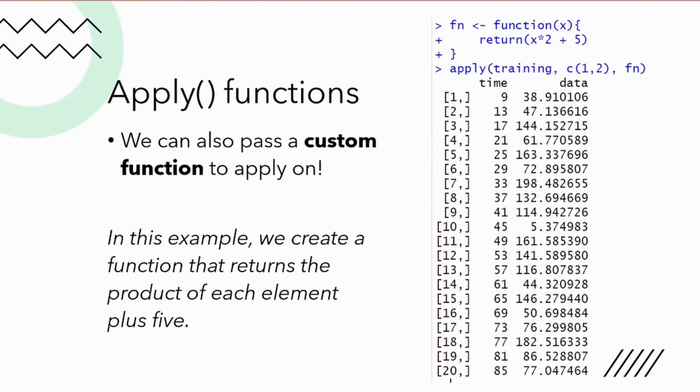So let's just say we want to pass a custom function to apply. That's also possible. Over here we have defined a function, and it is basically going to return 2 times whatever argument you pass to it, and add 5 to it. We apply this function to the training data, and we see that that's exactly what happens. It applies this function to both the columns and the rows of the training data.